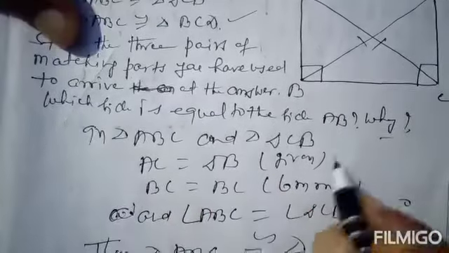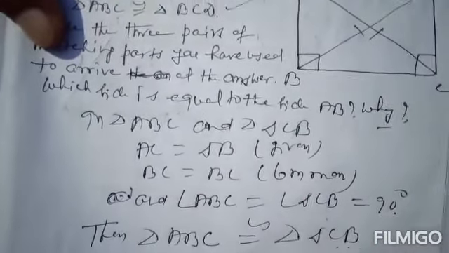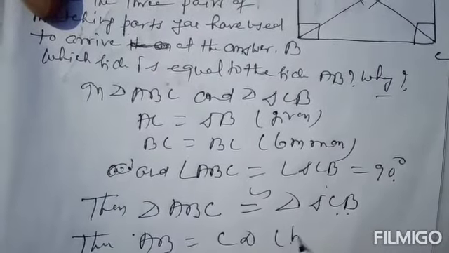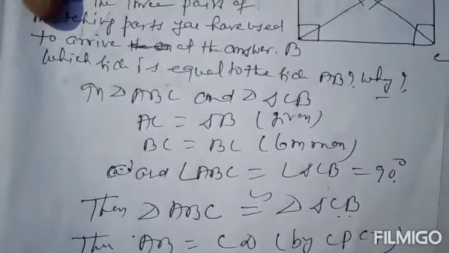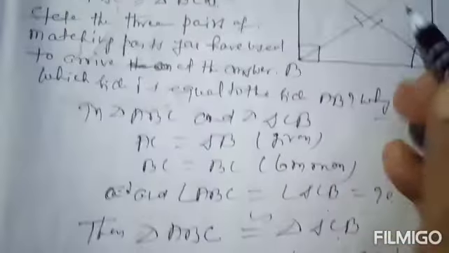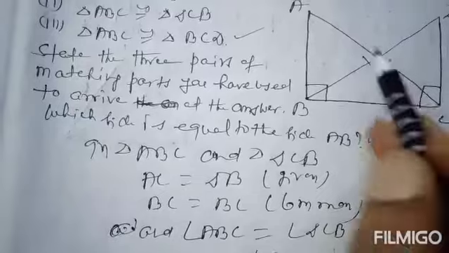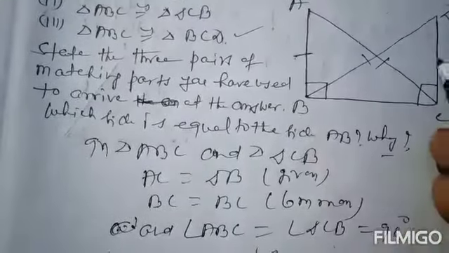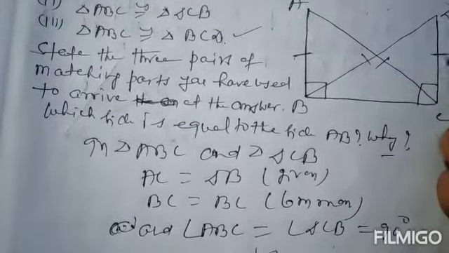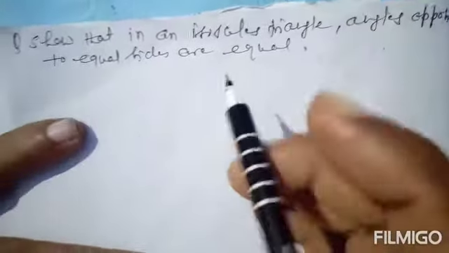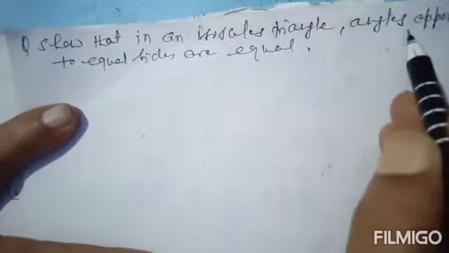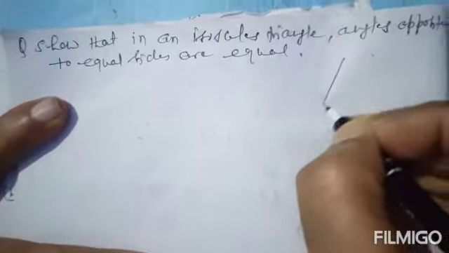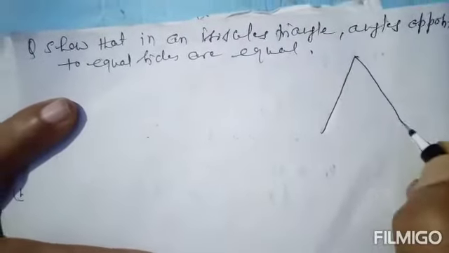AB is equal to CD by CPCT, corresponding parts of congruent triangles, because triangles ABC and DCB are congruent. So AC is equal to BD, BC is common, and then AB must be equal to CD. So in an isosceles triangle, angles opposite to equal sides are equal.